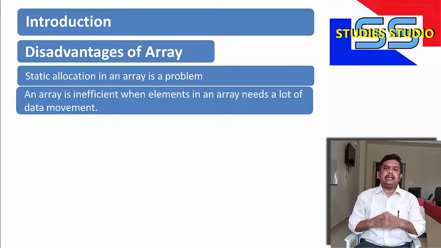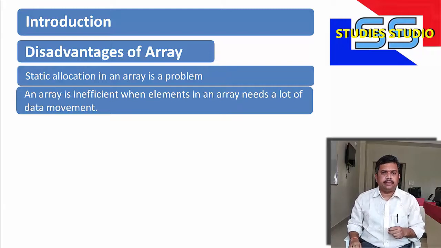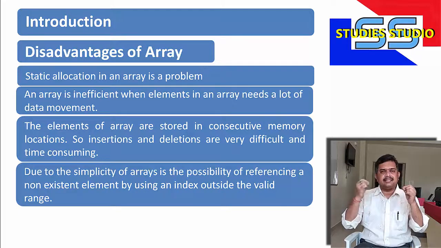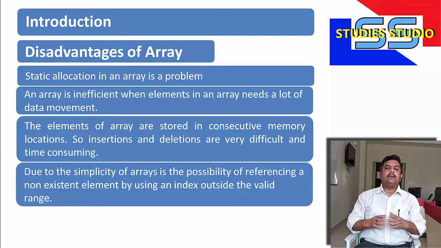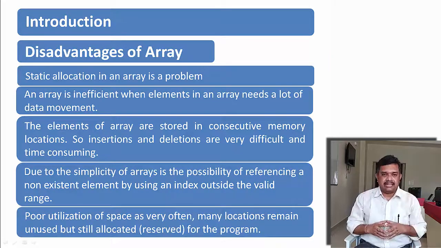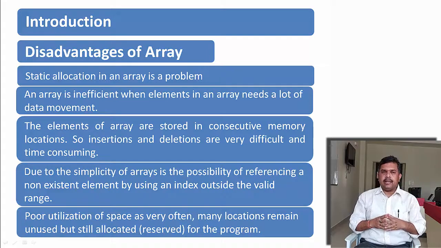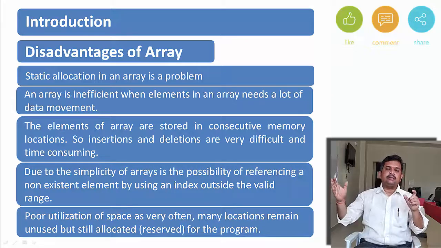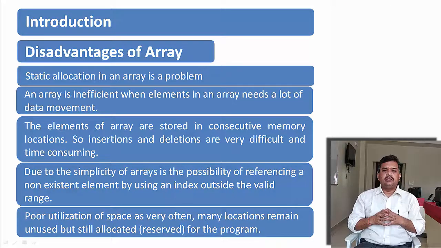Secondly, it is an inefficient data structure because it needs a lot of data movement whenever we are inserting or deleting some data. Because of the simplicity of array, it is possible that we try to access some data which is beyond the range of the particular definition of the array. The last disadvantage is poor utilization of space. When we define an array for a name, we can take the size 20 or 25. When we store a small name, the rest of the memory becomes wastage. So these are the disadvantages that we have with array.